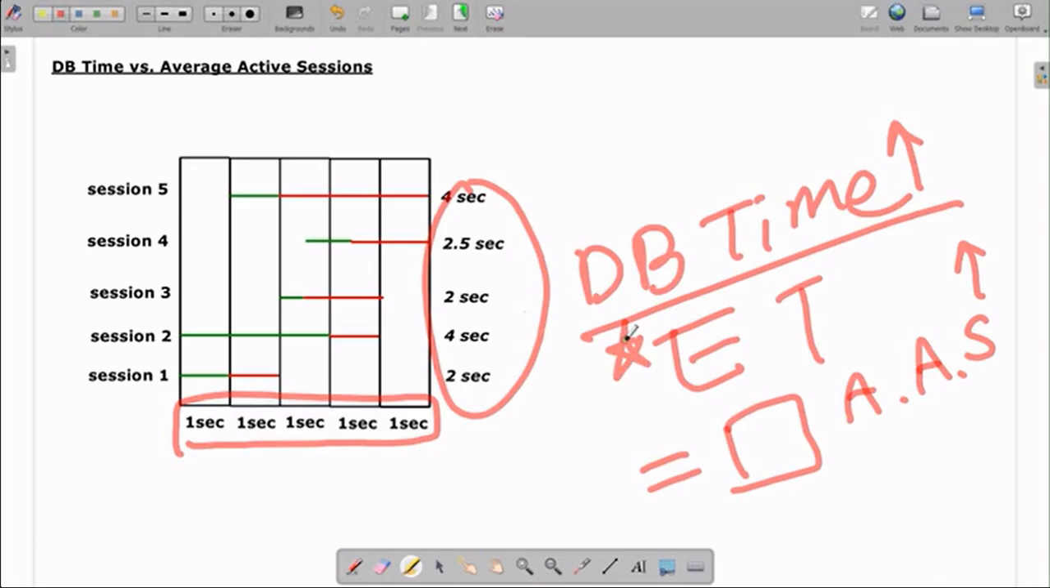Because of this reason, analyzing your database activity by average active sessions is also the same as analyzing your database activity by using DB time. So many Enterprise Manager performance graphs show you average active sessions, meaning that by analyzing your database activities through average active sessions, you can also analyze your total database activity time as well.